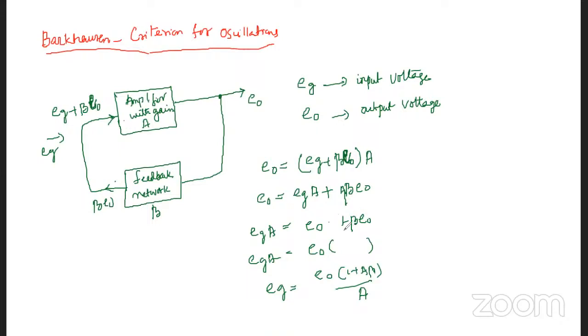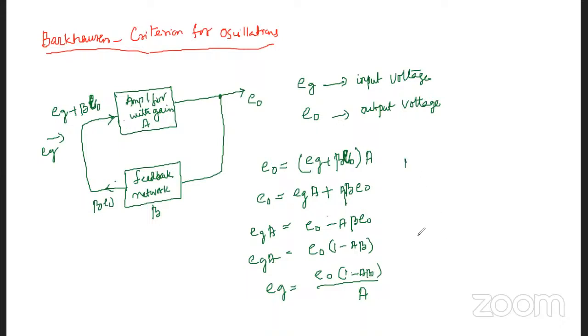So EG A is equal to E naught into 1 minus A beta. We have got EG equals E naught into 1 minus A beta, divided by A.